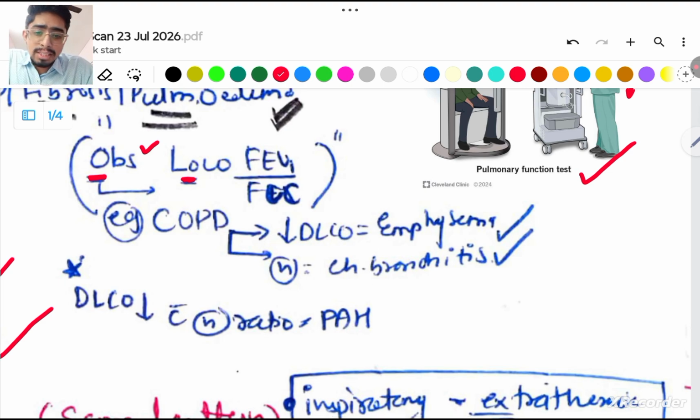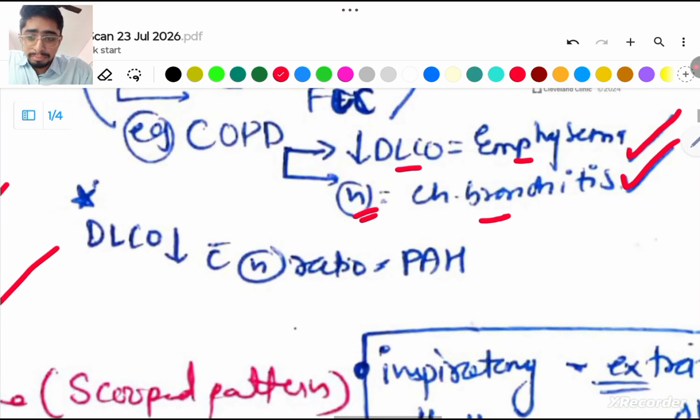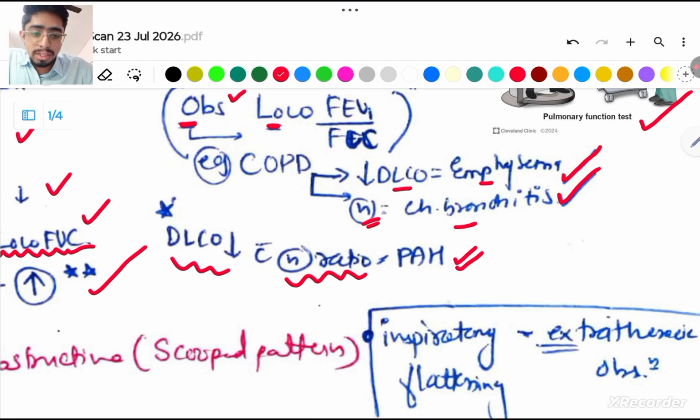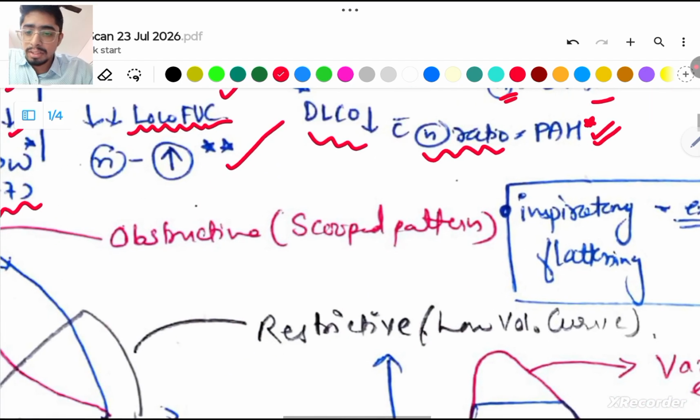So the DLCO pattern, let's look at it very quickly. DLCO would be decreased in emphysema, and it would be normal in chronic bronchitis. DLCO is the diffusion capacity of the lung for carbon monoxide. A decreased DLCO with a normal FEV1 upon FVC ratio would be PAH, which is pulmonary artery hypertension. We'll be taking a look at PAH in the next point.